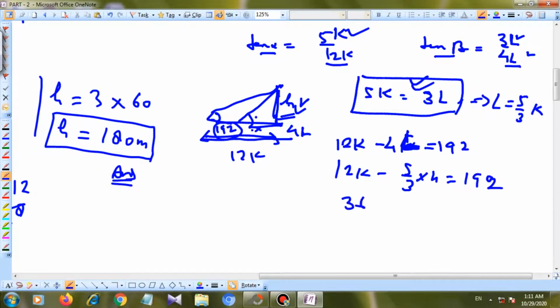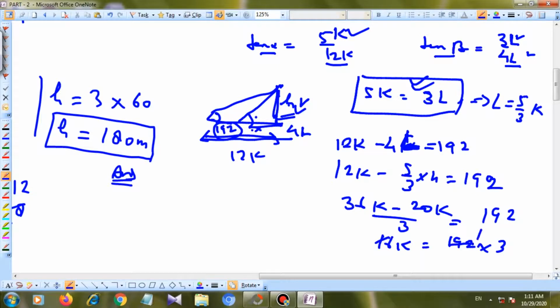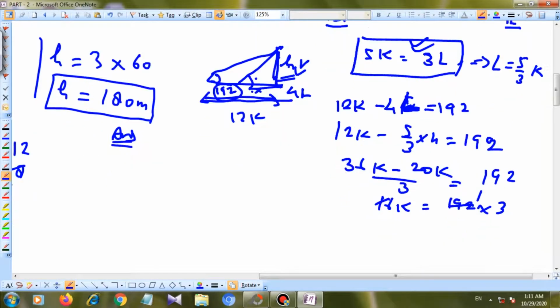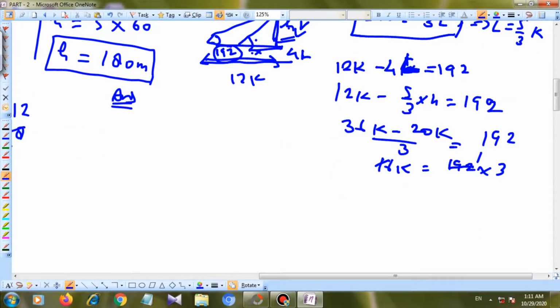Now put it, then you will get 12k minus 5 by 3 into 4 equal to 192. So this is 36k minus 20k upon 3. Then you will get 16k equal to 192 into 3. So k equal to 36.